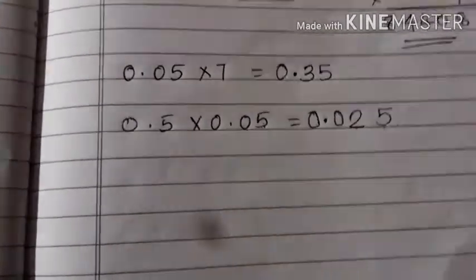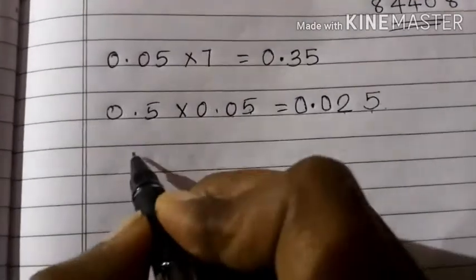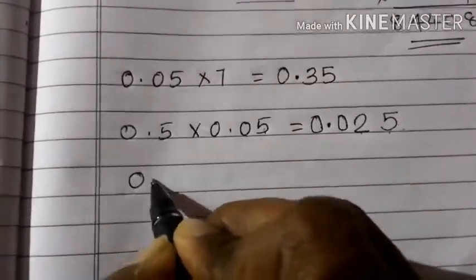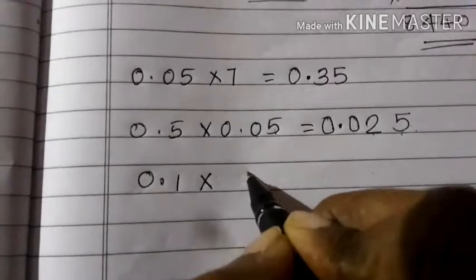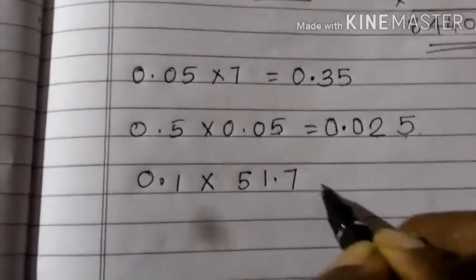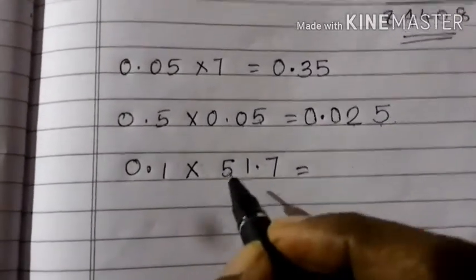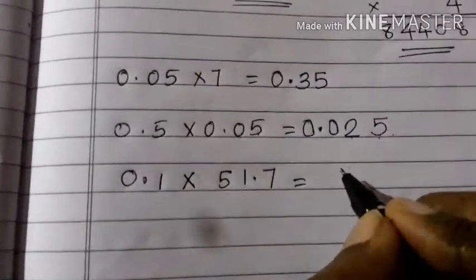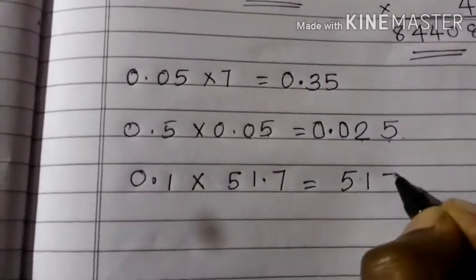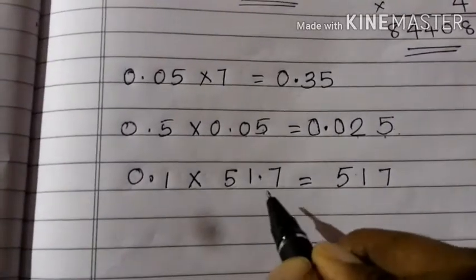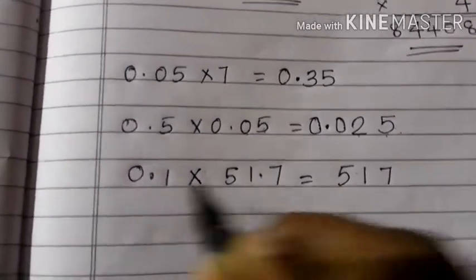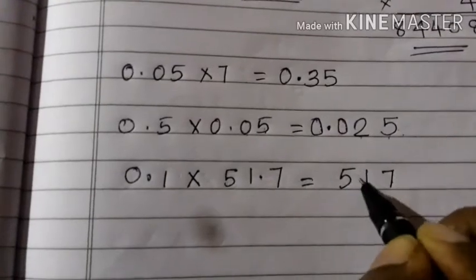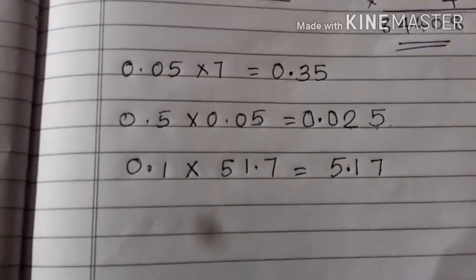Then another example, 0.1 multiplied by 51.7. So here 517 multiplied by 1. Answer is 517. Then put the decimal point 1, 2. Here 1, 2. 5.17.